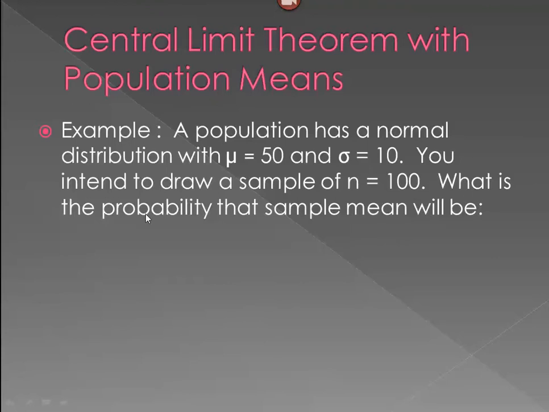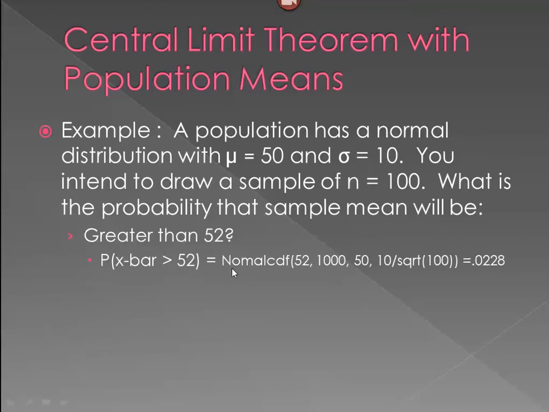The question is, what is the probability that our sample mean that we draw from the population will be greater than 52? Well, the mean of the population is 50, so by selecting greater than 52, we're 2 off from the mean. We can calculate this probability using the normal CDF. Here we would use normal CDF 52, 1000, so we're aiming for just a very big infinity value. The mean of the population is 50, and here's normally where we would just put 10.